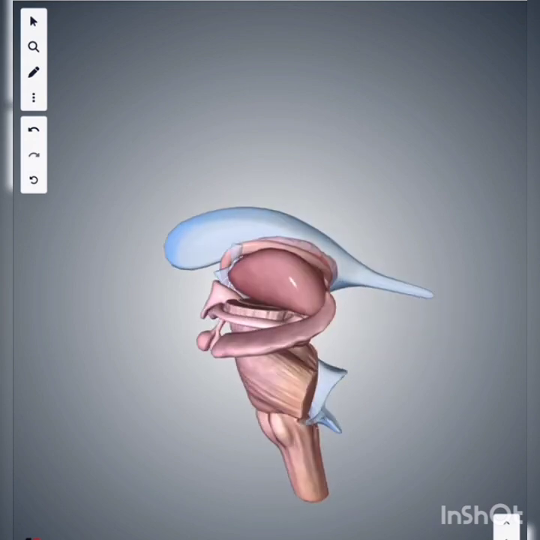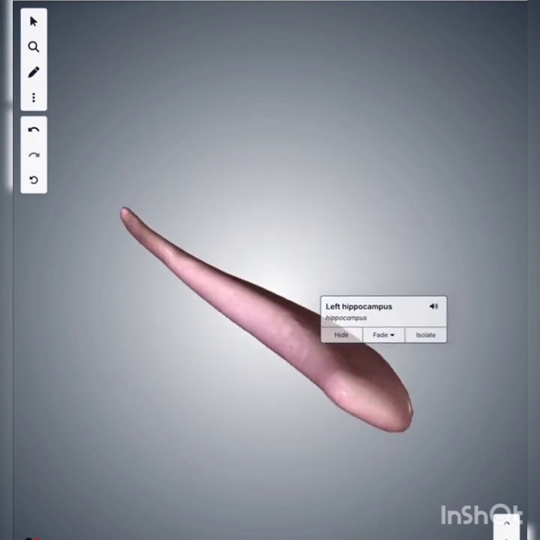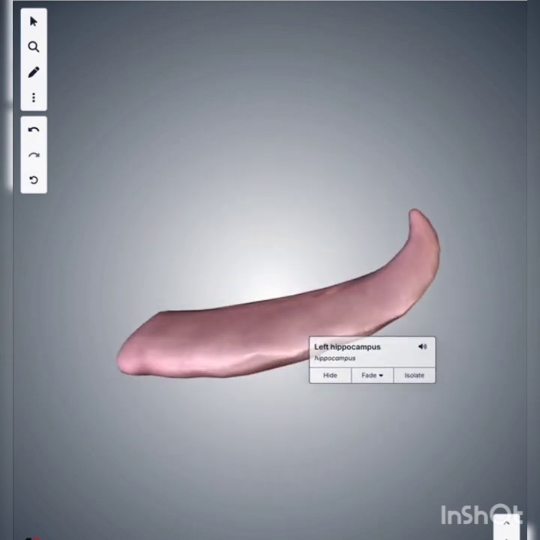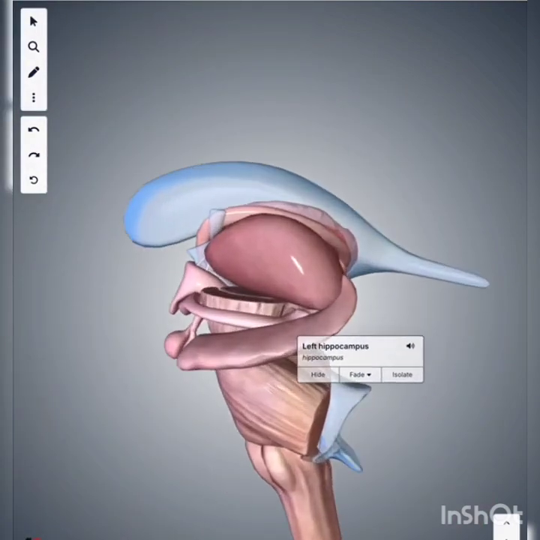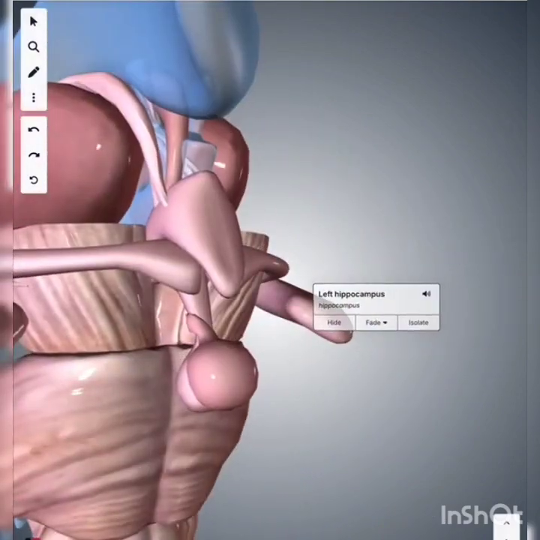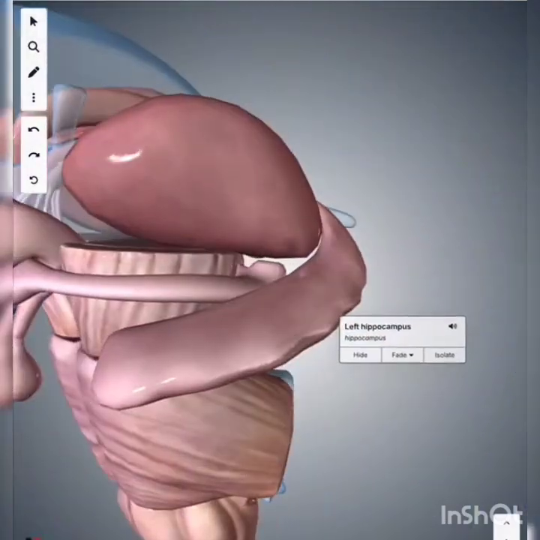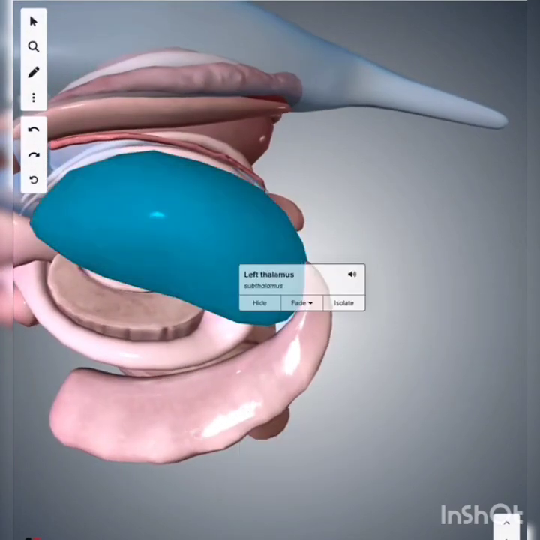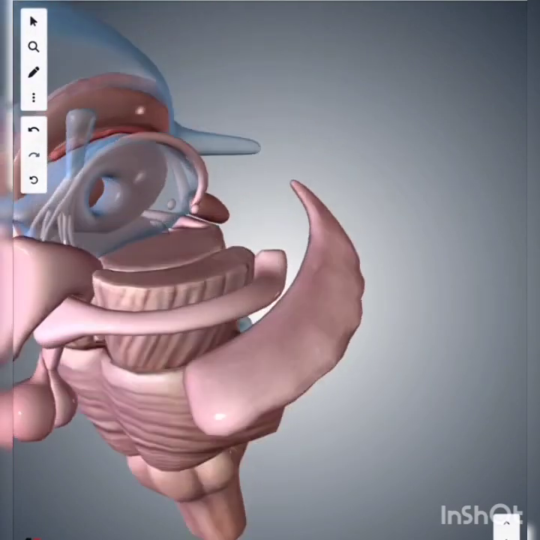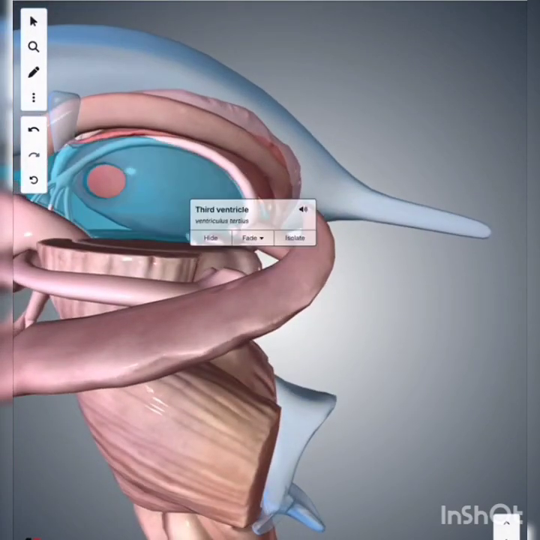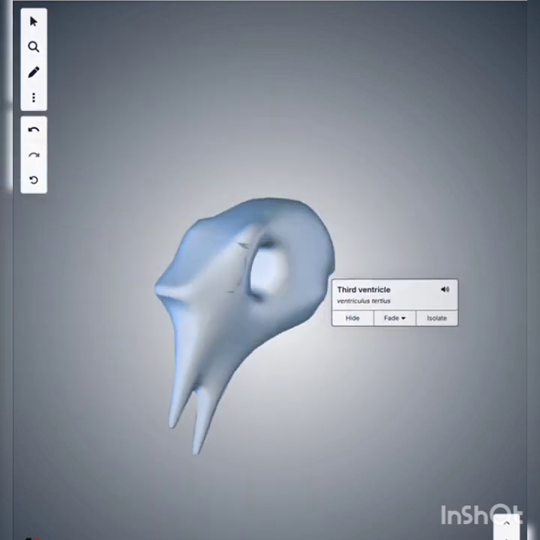A very important structure, isolating the left hippocampus. Coming to the thalamus. So thalamus is very important for us as anesthesiologists. So this is the third ventricle, isolating the third ventricle, taking a closer look.